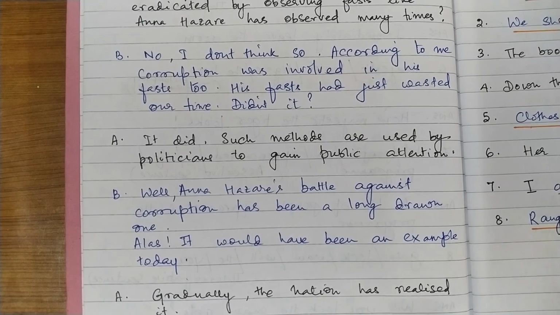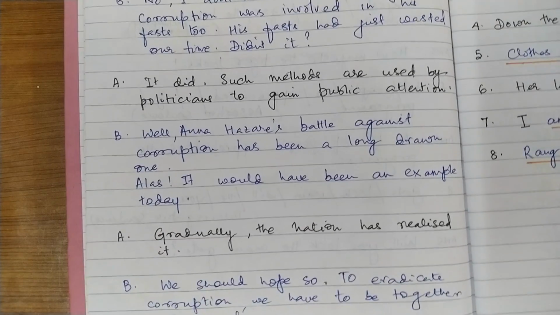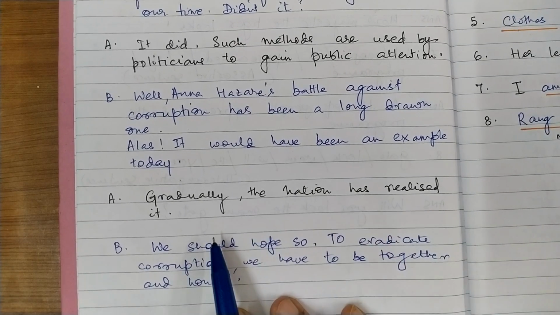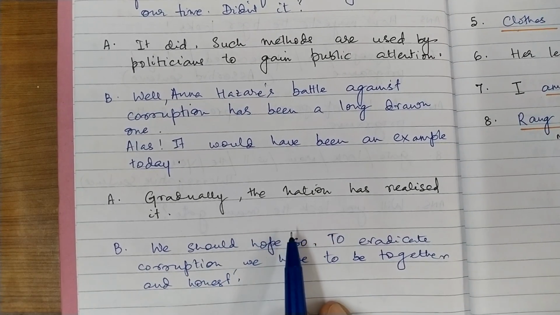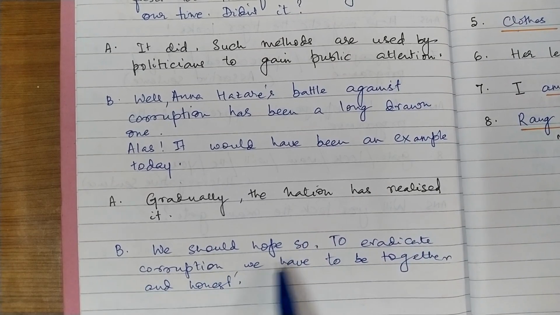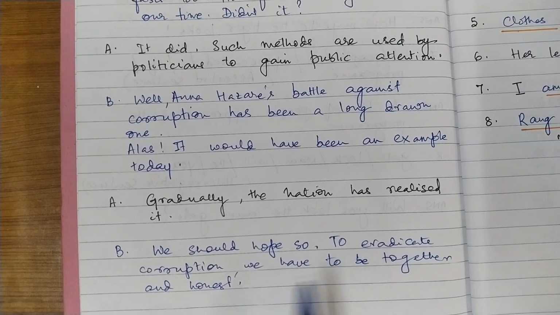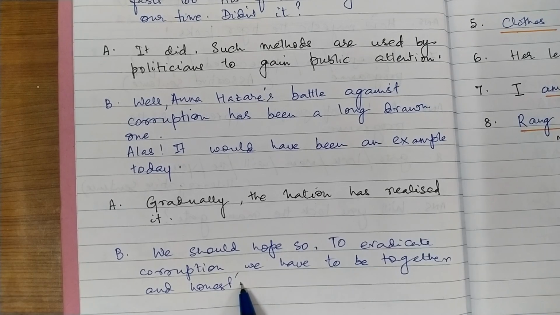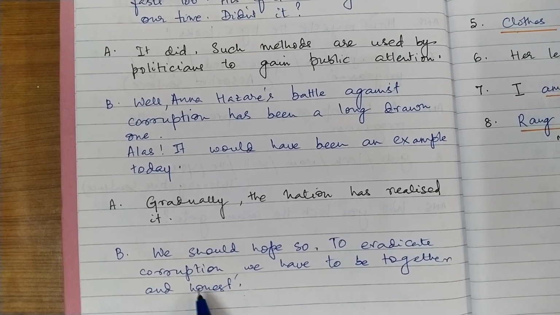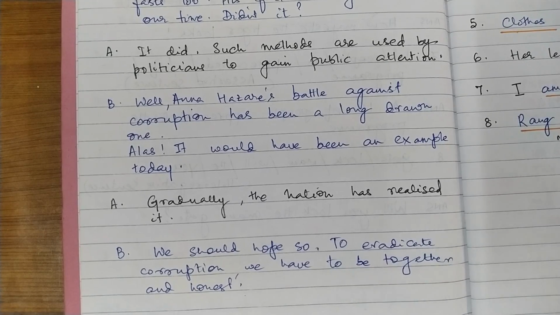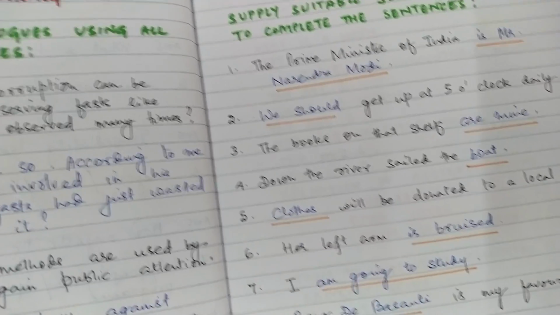Person A says, gradually the nation has realized it too. That means it is an imperative statement which is saying that gradually the nation has also realized that it was a waste of time. Now person B says, we should hope so. To eradicate corruption, we have to be together and honest. That means this is again an assertive statement which is saying to eradicate corruption. Eradicate means to remove. We have to be together and honest. Now children, let us go over to tryout B.